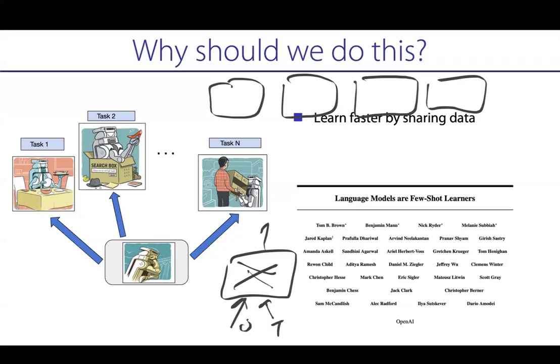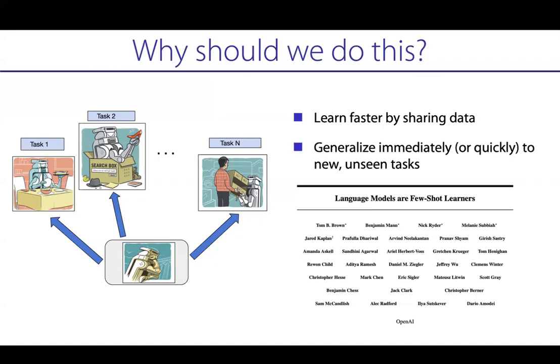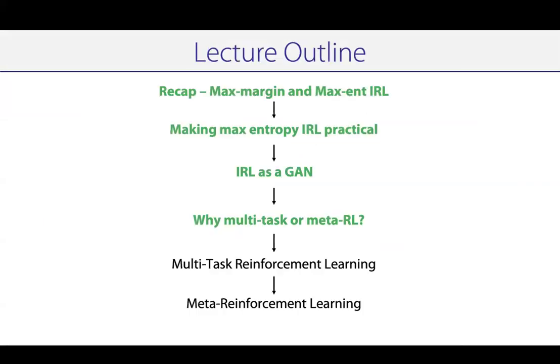And then the second hope is that we want to generalize quickly or immediately to new and unseen tasks. So like we've seen in vision and language, the paradigm of pre-training plus quick fine-tuning or zero-shot generalization has worked really well. And so the hope is, can we do that for robotics, or can we do that for RL? Okay, so that's why we want to do it.